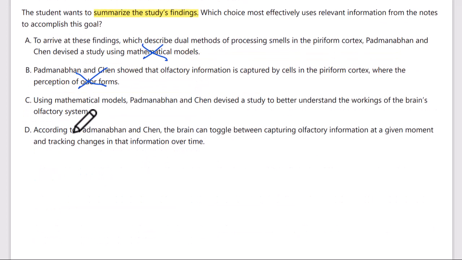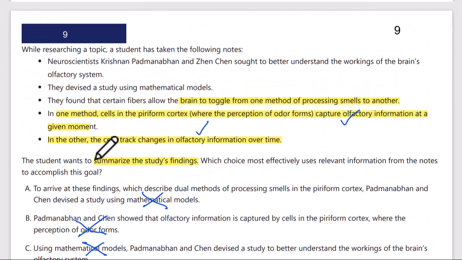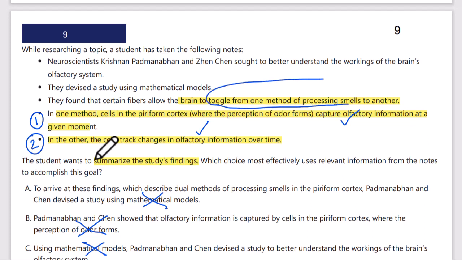C, using mathematical models. Again, that's methodology, so that's not going to be the right answer. D, according to Padmanabhan and Chen, the brain can toggle between capturing olfactory information. That's the summary or generalization of their findings. At a given moment, that was the first bullet point of the findings, and tracking changes in that information over time. That was the second example of their findings. That was example 1 and example 2, and it begins with the generalization of what those findings were. This is the correct answer for this study-related question.